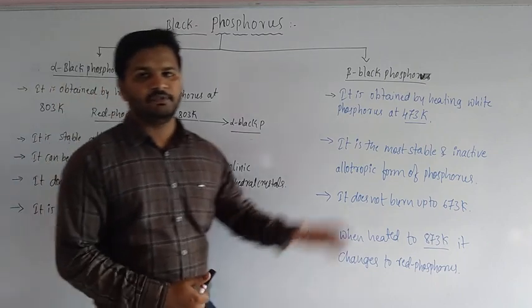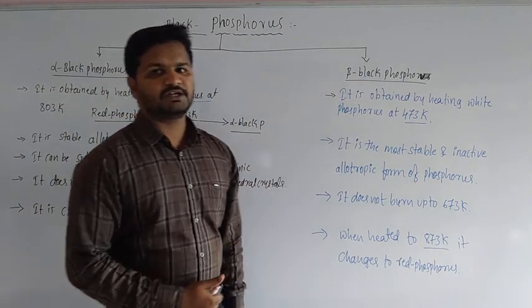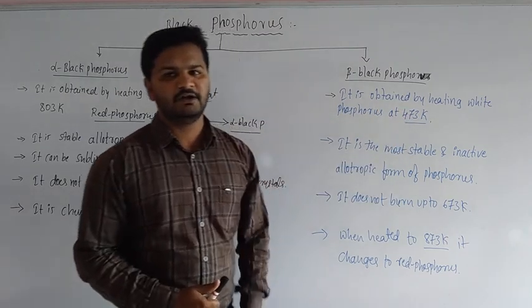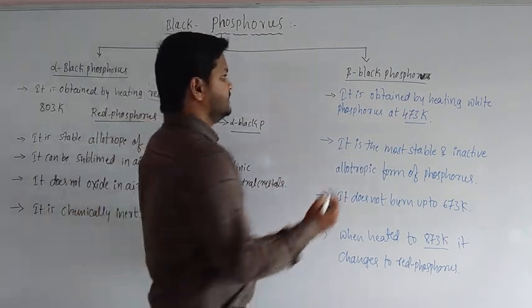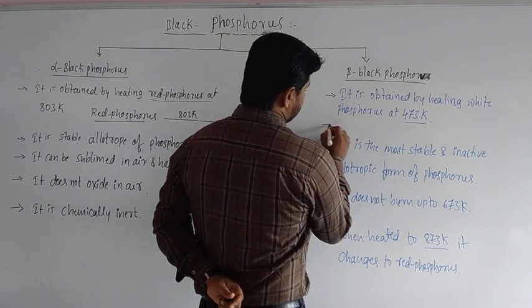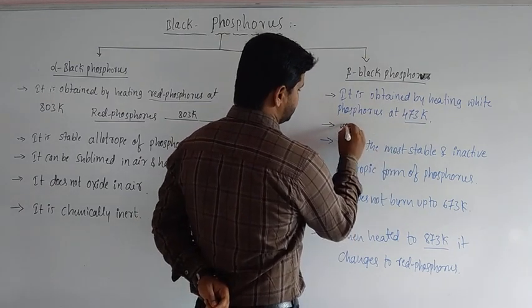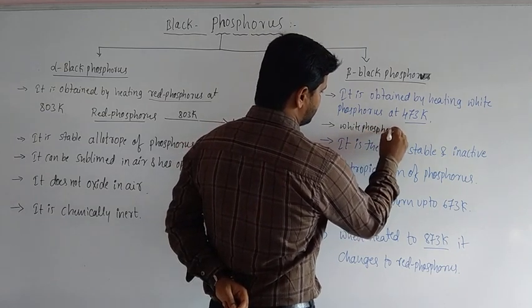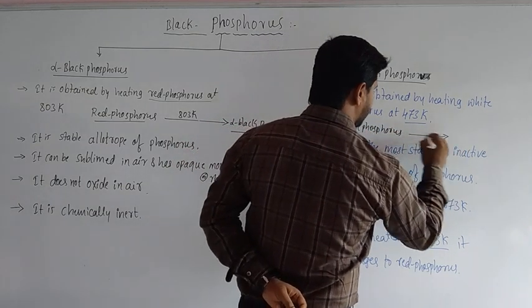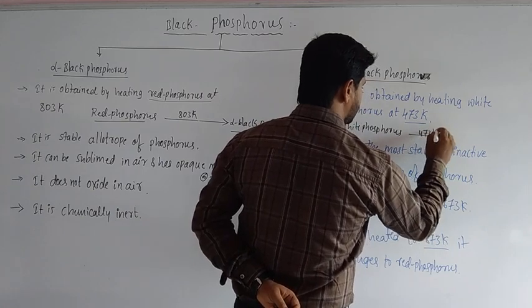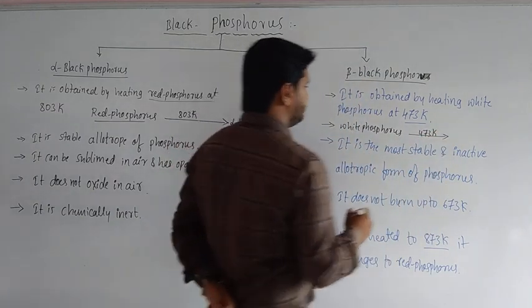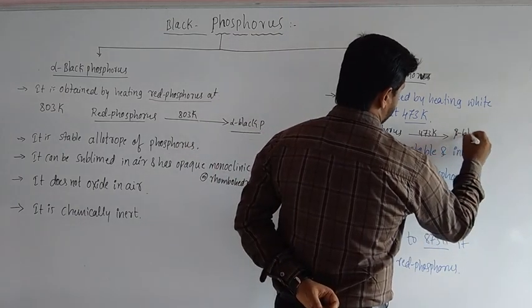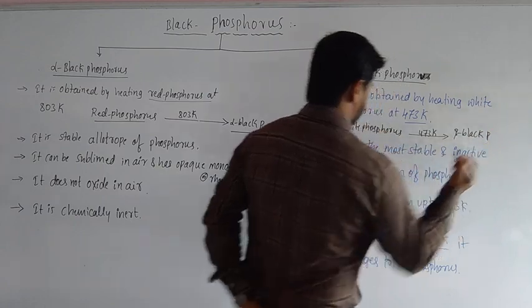And here next one, beta black phosphorus. So here, student, beta black phosphorus is obtained by heating white phosphorus at 473 Kelvin temperature. White phosphorus, on heating at 473 Kelvin temperature in an inert atmosphere or in a sealed tube, gives beta black phosphorus.